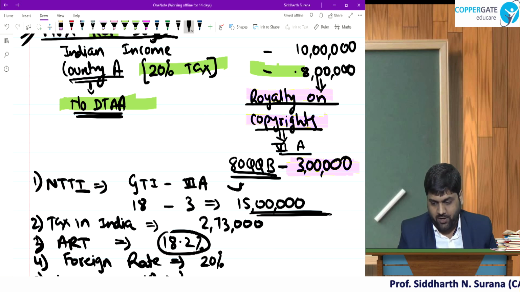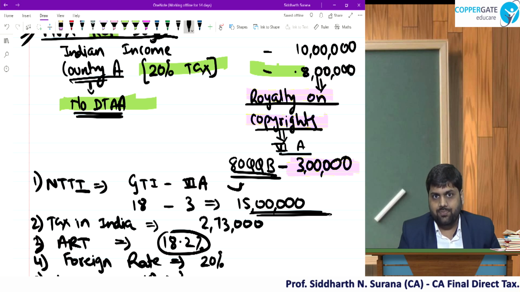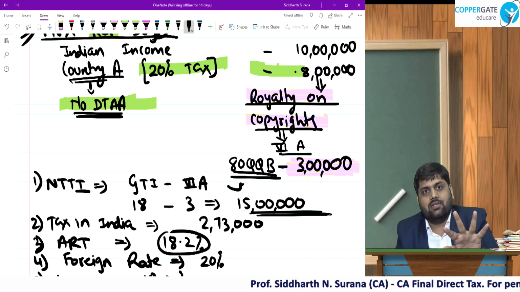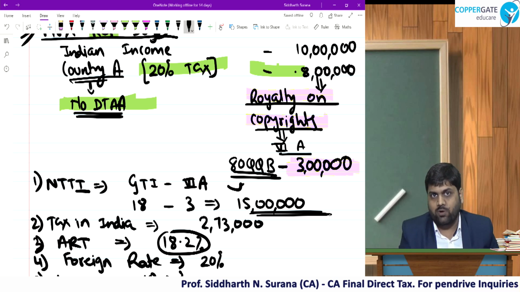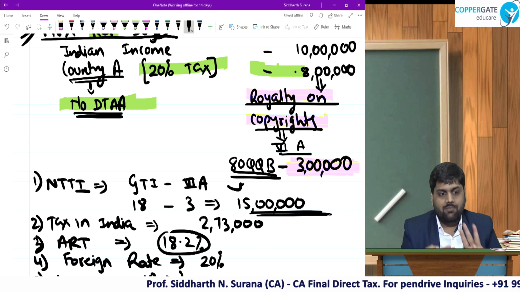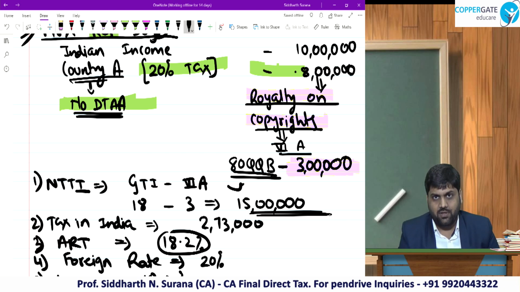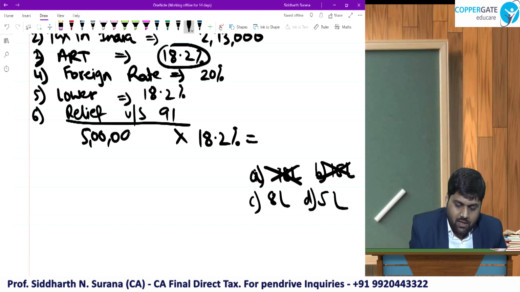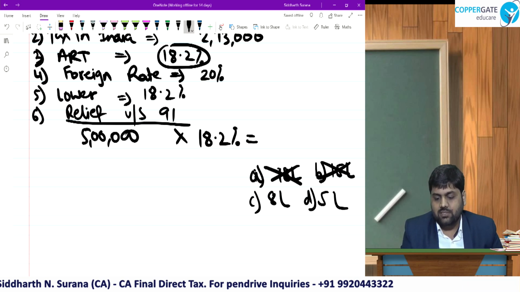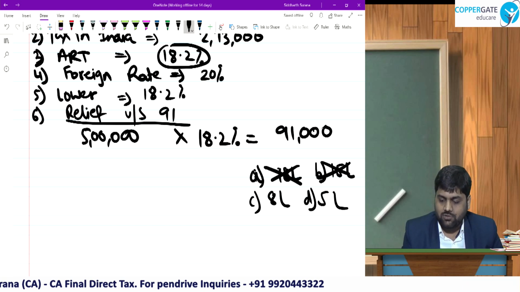Or let me explain in a different way. Let's divide our 8 lakh in 2 parts. Out of the 2 parts, 5 lakh is definitely eligible for relief. Even those students whose answer was 8 lakh, it included 5. So 5 lakh is definitely eligible. But let's talk about 3 lakh. Agreed, you have paid tax in the foreign country, but in India you have taken the deduction, and included in NTTI is only rupees 5 lakh. Accordingly, only 5 lakh rupees will be eligible for relief, and your relief is going to be rupees 91,000.